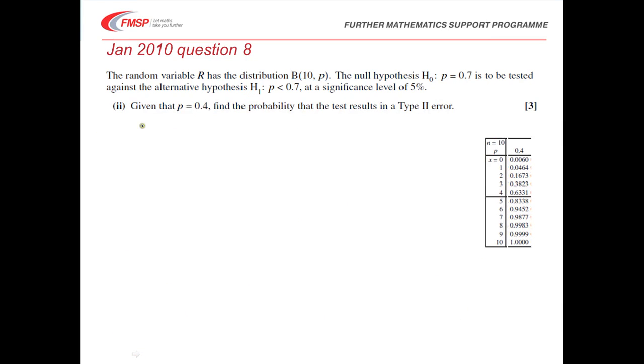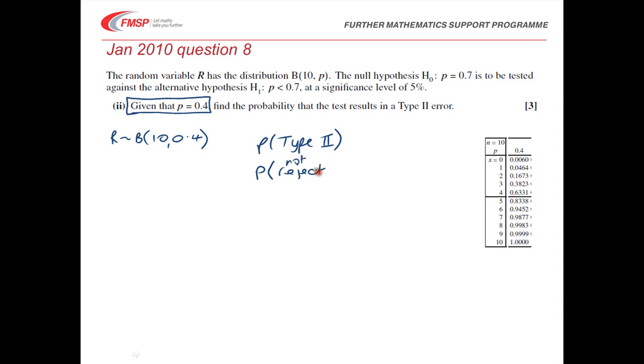So this time in part 2 we are now given that p is a specific value. I'm now told that R is a binomial distribution of 10, 0.4, and I want the probability of a type 2 error. Now a type 2 error is where you do not reject H0 when in fact you should have done. So this is the probability of not rejecting H0 when it was false.